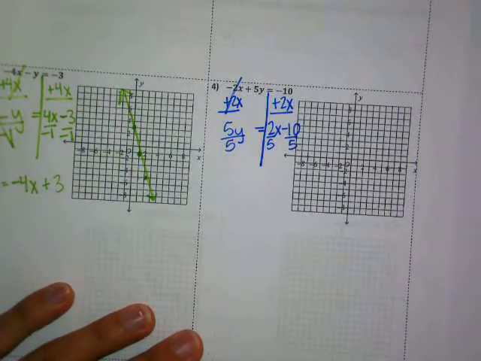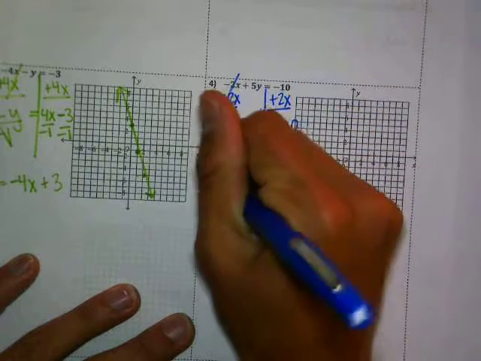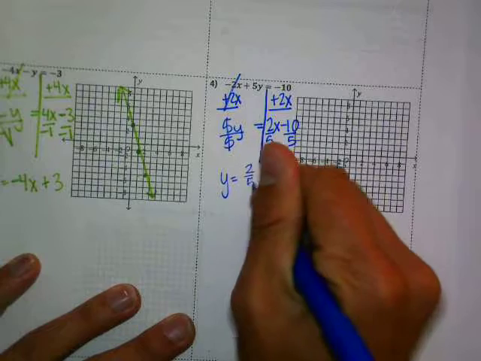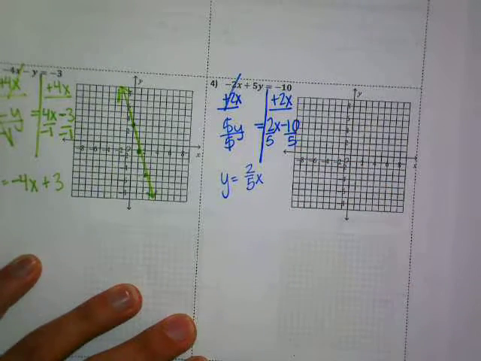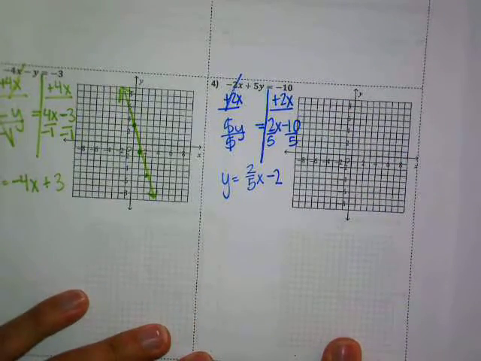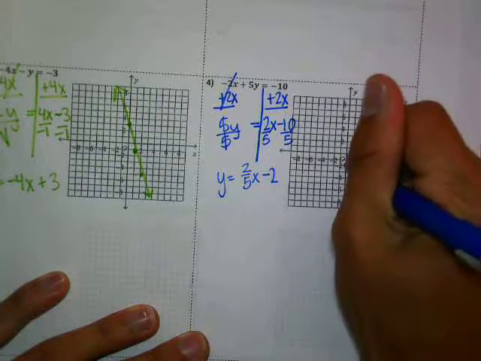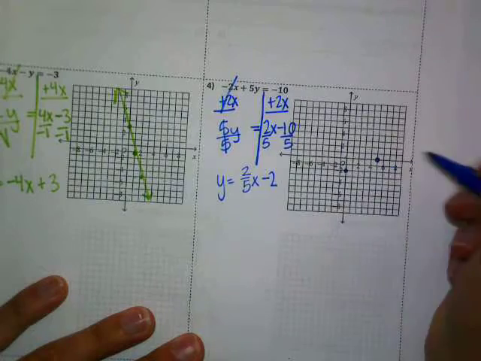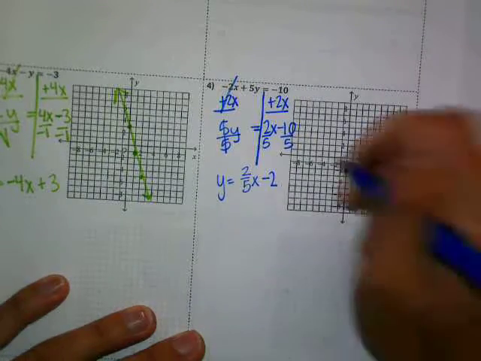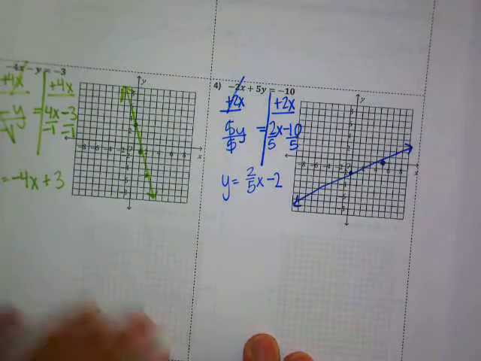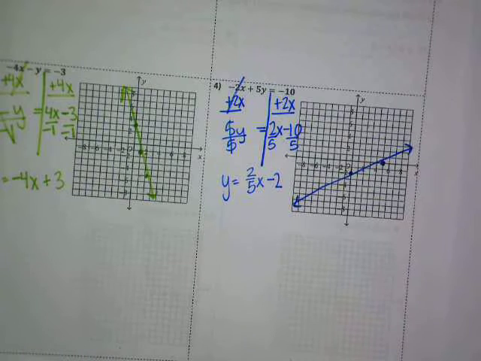So we're going to divide everything by 5. So I just have y on that side. Over here, 2/5 x. And then what is 10 divided by 5? Negative 2. You're good. So start at negative 2. And you go up 2 over 5. Up 2 over 5.